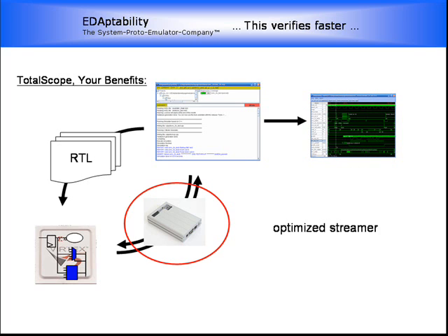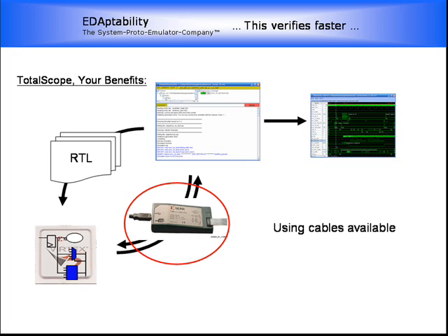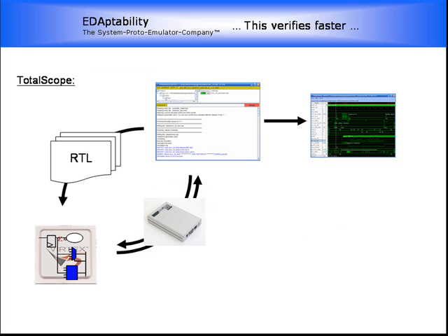No expensive logic analyzer is needed. There are no limited streamer capabilities because we are using streaming optimized hardware. Alternatively, you can start with your existing interface environment using Altera or Xilinx cables and purchase the optimized streamer hardware later. So the total scope environment has astonishing benefits compared to other FPGA debugging methods.